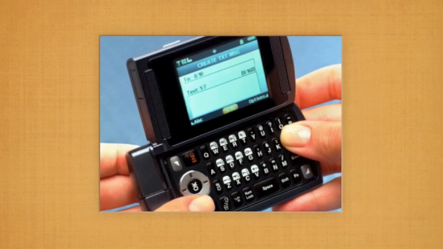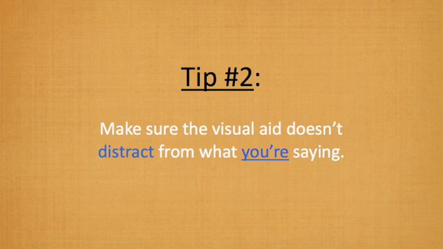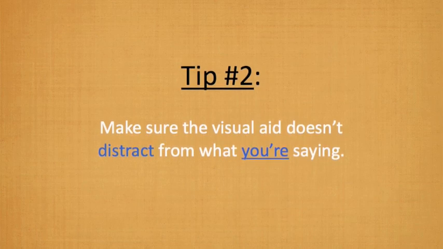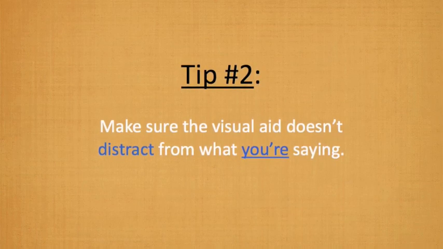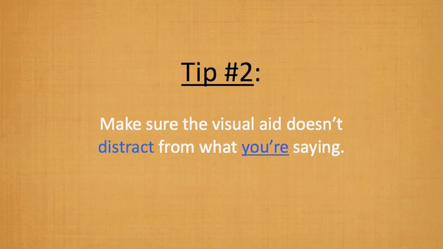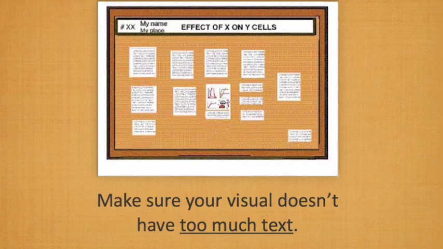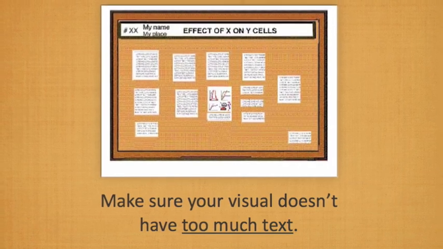Because visuals will always trump the spoken or written word, make sure you don't choose or create a visual that causes your audience to stop listening to you in order to look at and decipher the visual. Here's some examples. Maybe your visual is too texty. There's just too much to read, and so your audience gets lost in reading the visual rather than listening to you.